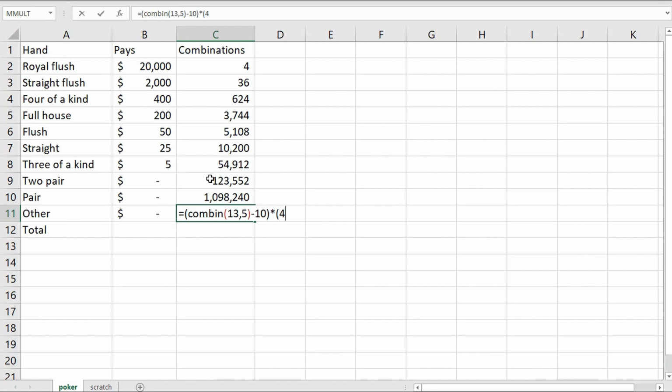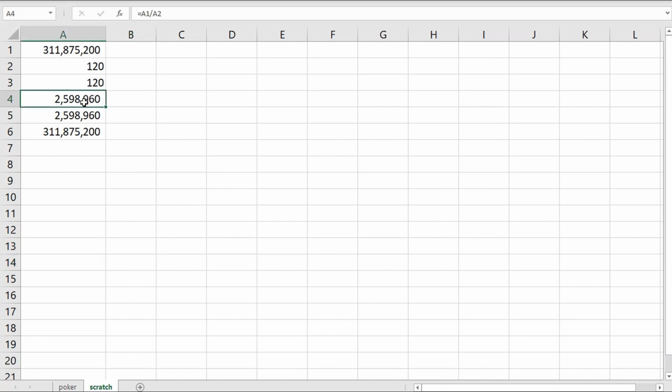Every singleton is a different rank. So the number of ways to pick the suits is 4 to the 5th power, 1 for each card. However, if we pick the same suit for all 5, then we would have a flush. So we are going to subtract 4, 1 for each suit. So the number of ways we can get ace high or less is 1,302,540. So now let's add all that up, and voila, 2,598,960. So let's go back to the earlier sheet, and you can see right here the number of ways to pick 5 out of 52 is that same number.